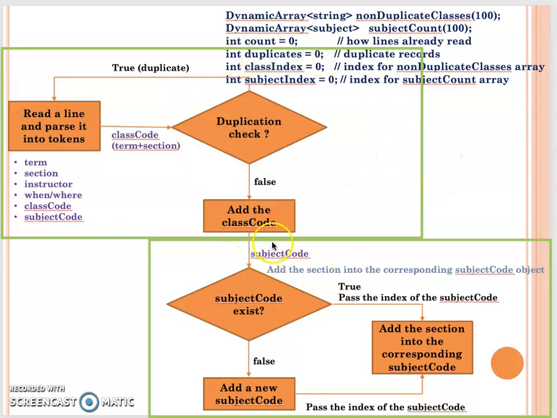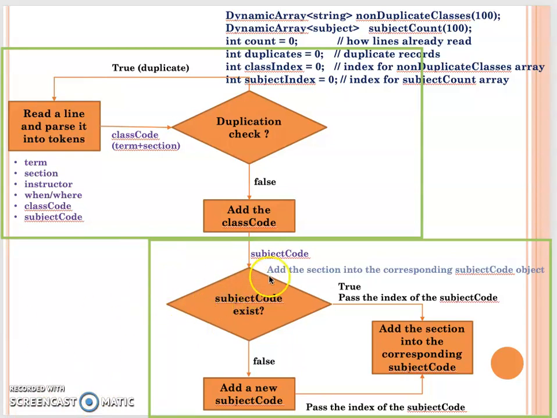So that's one thing. The next one we will talk about, after you do a duplicate check, if it's not a duplicate, besides needing to add this class code into the non-duplicate classes array, the second thing you need to do is add this non-duplicate section into the corresponding subject code object. So then we need to think about how to store that.